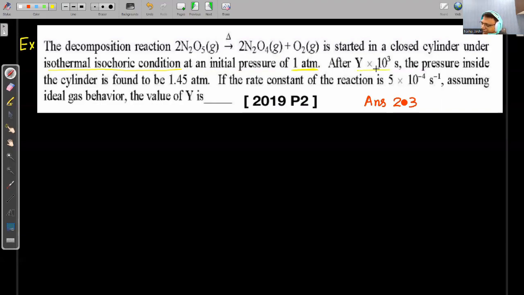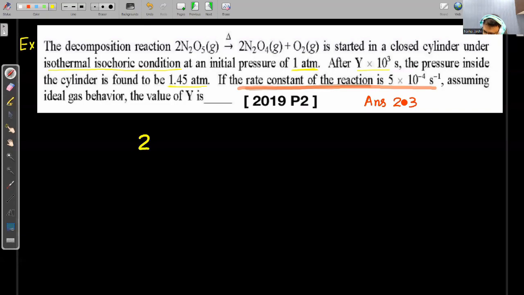After y into 10 to the power 3 seconds, the pressure inside the cylinder was found to be 1.45 atm. If the rate constant है ना, ध्यान से पढ़ना है हमें, यहाँ हम गलती करते हैं, इन्होंने लिखा है rate constant of reaction is 5 into 10 to the power minus 4 per second, assuming ideal gas behavior. What is the value of y?